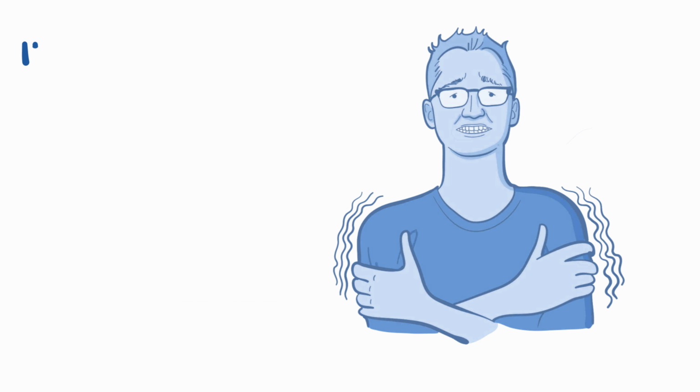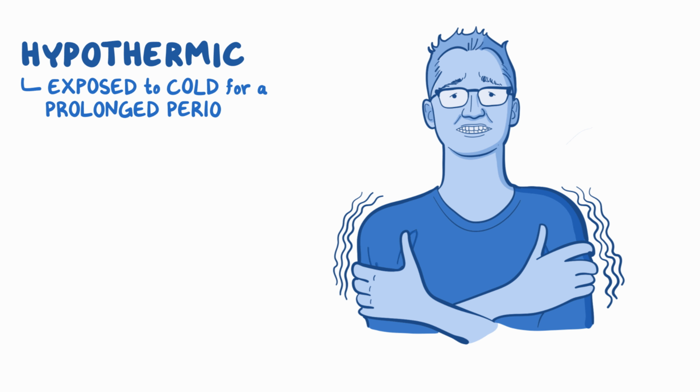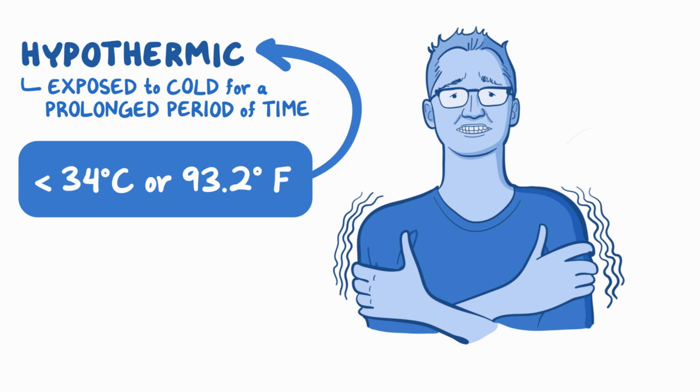Or, Fred could be hypothermic. He might have been exposed to cold for a prolonged period of time, accidentally or in preparation for a medical procedure. A temperature below 34.0 degrees Celsius, or 93.2 degrees Fahrenheit, is classified as hypothermic. Let's check. We can measure Fred's temperature in several ways.